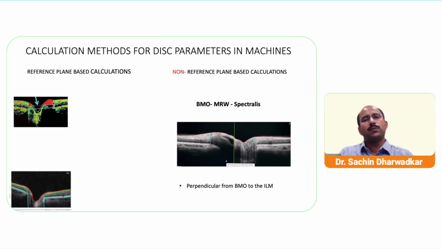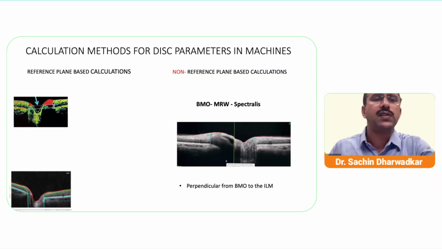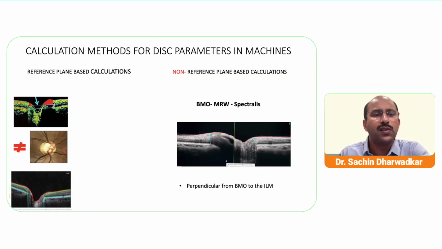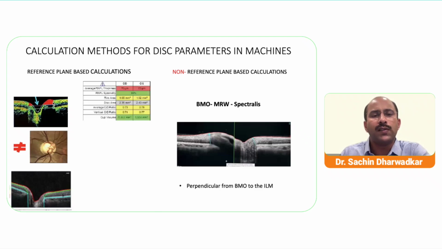Now coming to the calculation method for disc parameters in various machines. Again, these are very, very different. You have reference plane based calculations and non-reference plane based calculations. So understanding these is very, very important. Here you have to remember that these calculations of the so-called cup disc ratios are not the cup disc ratios that you see in clinical parlance, but these are going to be different because they are defined by the reference plane that is used to differentiate the cup and the disc.